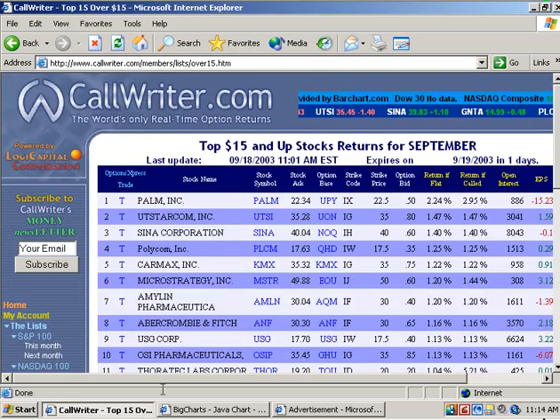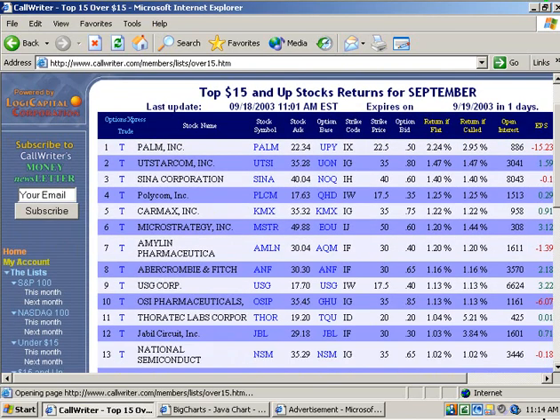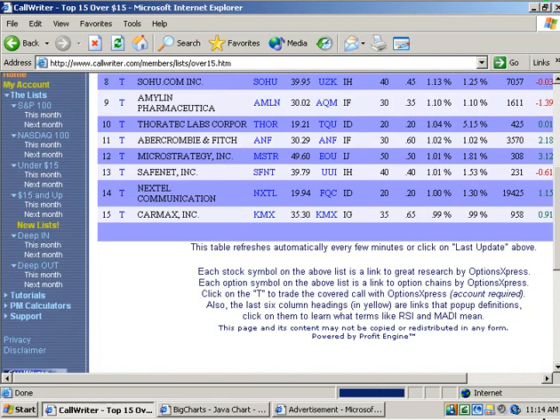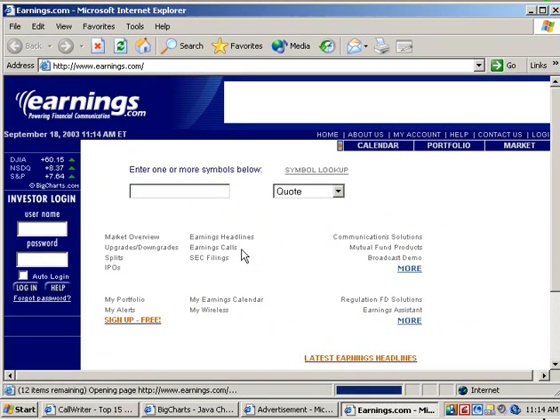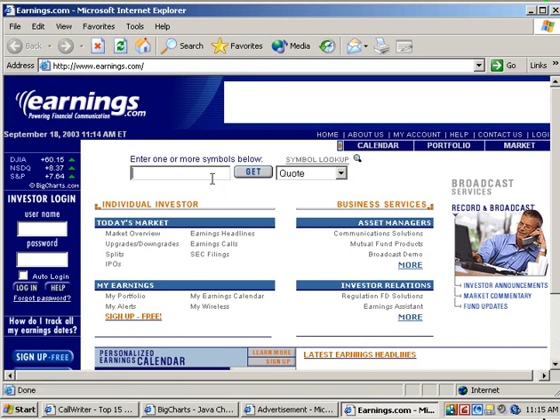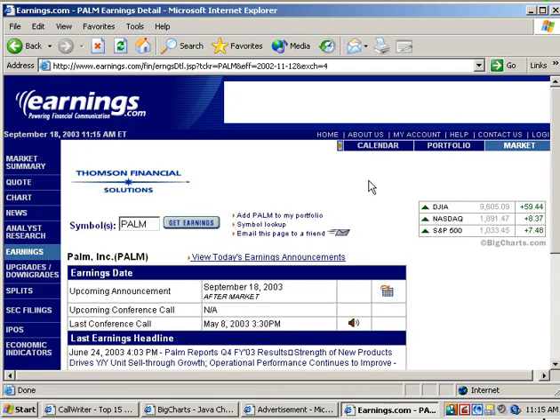Let's go back to Carl Ryder here, and we're going to scroll down this time and go to where we see earnings.com right there. We're going to click on earnings.com. Now we'll be able to put in the same stock symbol, PALM, and then we're going to change the quote here to get earnings, and we're going to hit the get button. That's going to pretty much tell us when the earnings are going to be announced. And we definitely see here where the earnings are going to be announced on September the 18th.